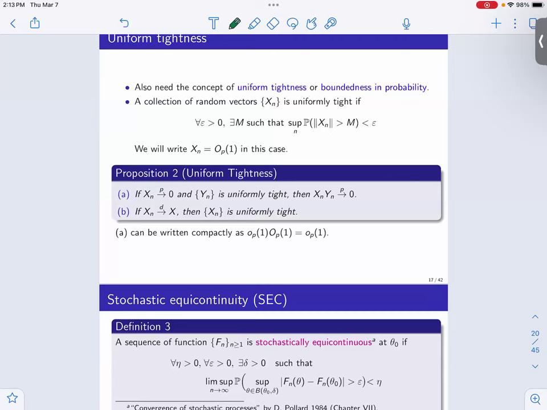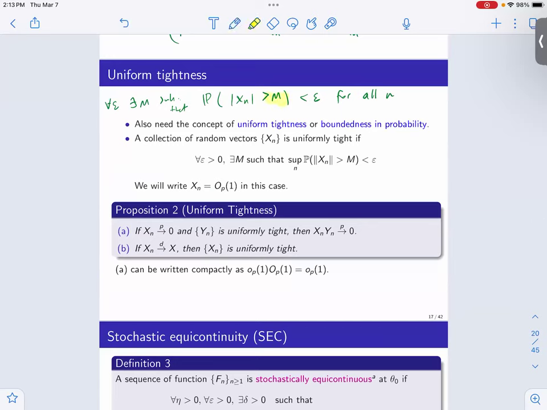So this is the formal definition, and we're doing it for a sequence of random vectors, but you can think of them as random variables if you just replace this with absolute value. What this is saying is that for every epsilon, there exists some M such that the probability that the sequence of random variables is bigger than M is less than epsilon, basically for all n simultaneously. So the supremum here is something like that. It's saying that the probability that X_n is bigger than M is less than epsilon, or you can say the probability that X_n is less than or equal to M is greater than or equal to 1 minus epsilon.